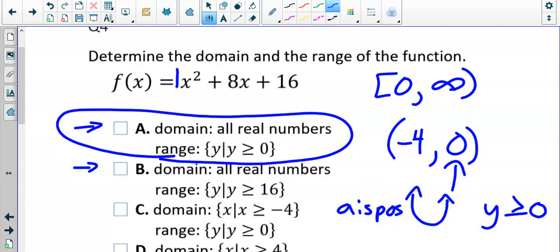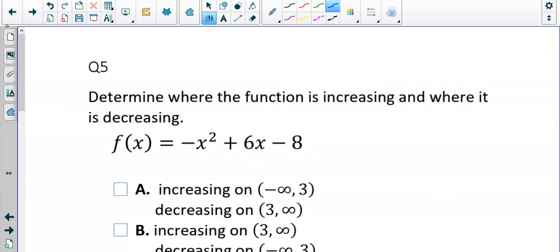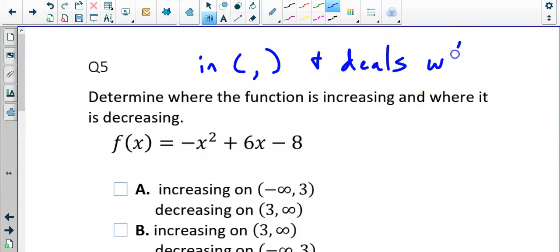All right, moving on. Question 5. It wants to know, where is the function increasing and where is it decreasing? What can we do with this information? We can graph it. Okay? And again, everything's going to be about the vertex. And remember, increasing and decreasing is always in parentheses and deals with x values.